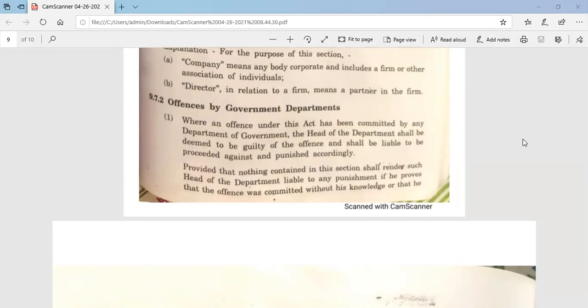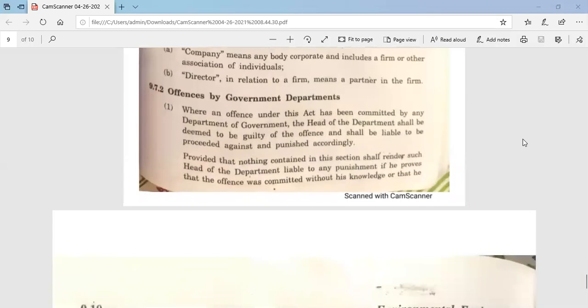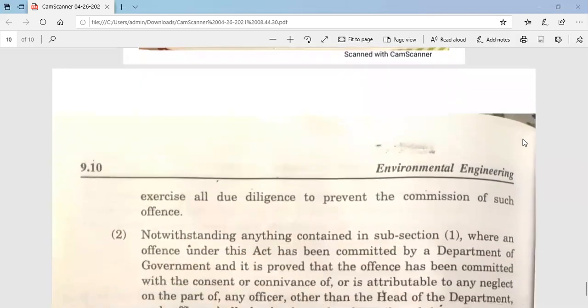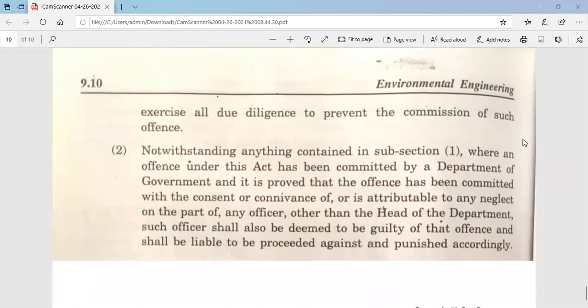So where an offense under this act has been committed by any department of government, the head of the department shall be deemed to be guilty of the offense and shall be liable to be proceeded against and punished accordingly. Provided that nothing contained in this section shall render such head of department liable to any punishment if he proves that the offense was committed without his knowledge or that he exercised all the diligence to prevent the commission of such offense.